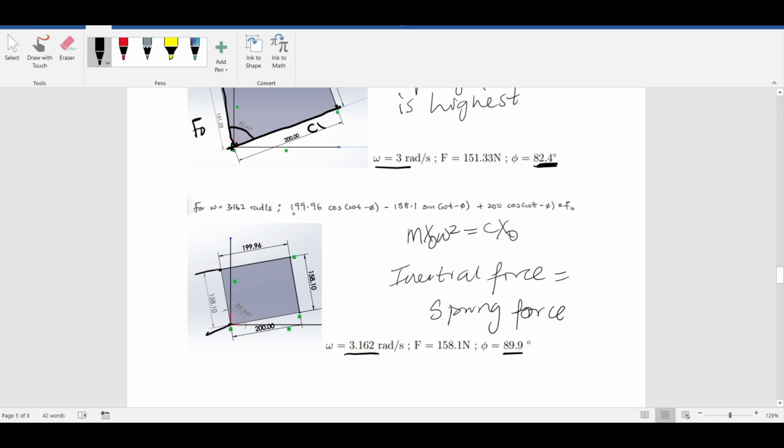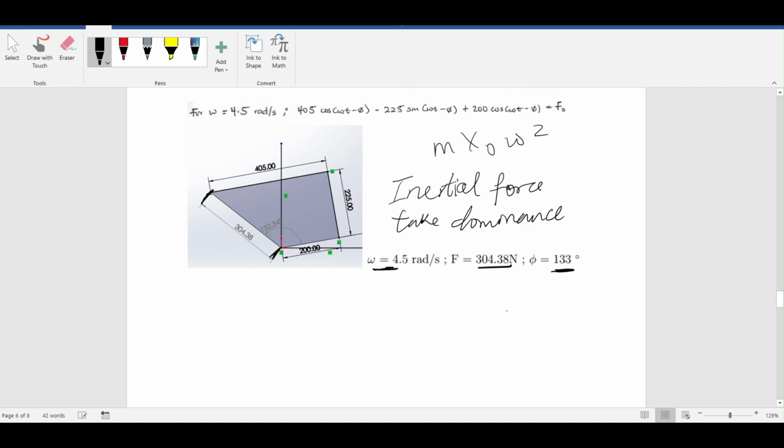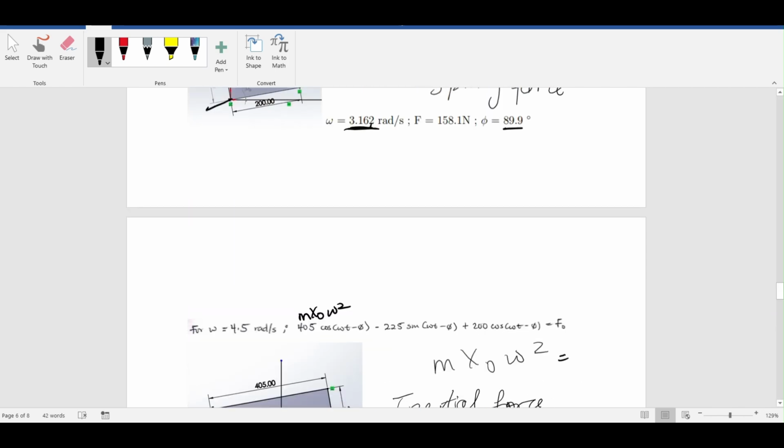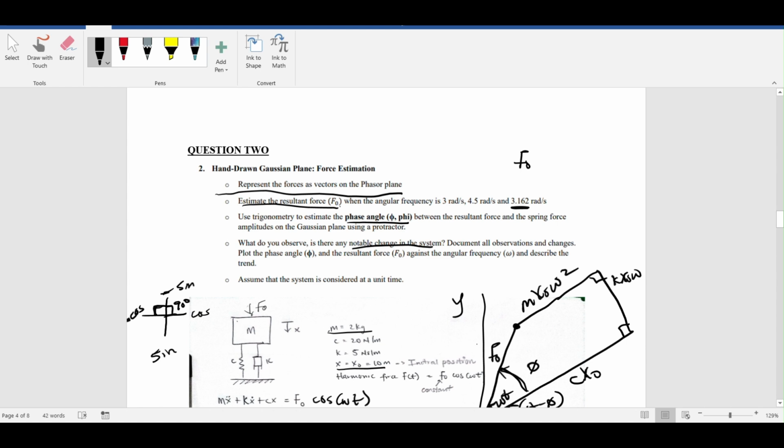Meanwhile, for this one, this is approximately 200. Mx w square and cx naught, that is the inertial force and the spring force, are almost equal to each other at this angular frequency. And at this angular frequency 4.5, you can definitely see that mx naught w square takes the cake. This is the inertial force, and it takes dominance in this system. So those are the observations and changes you can write for him.